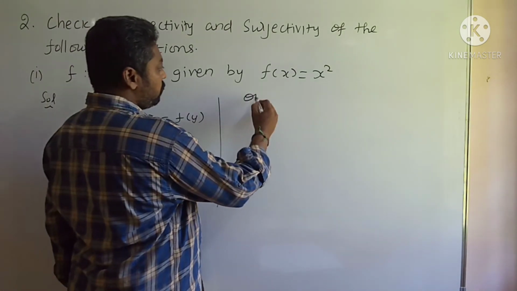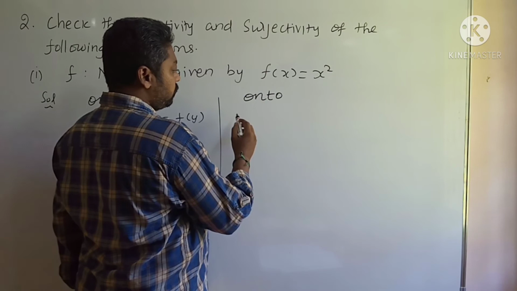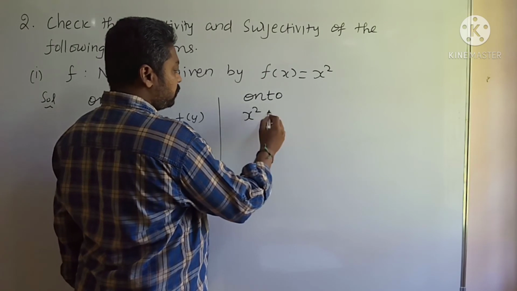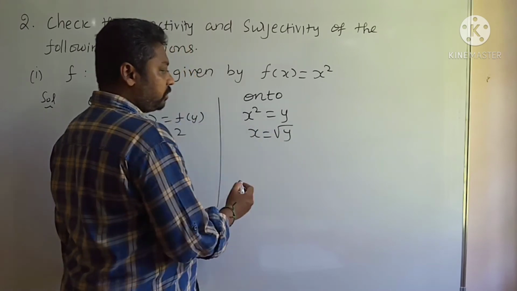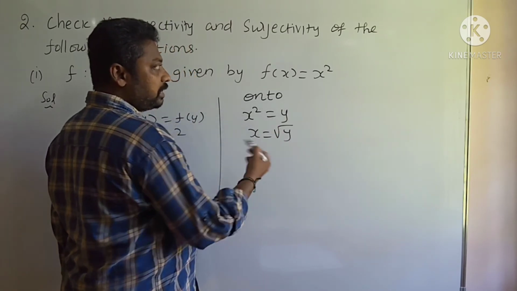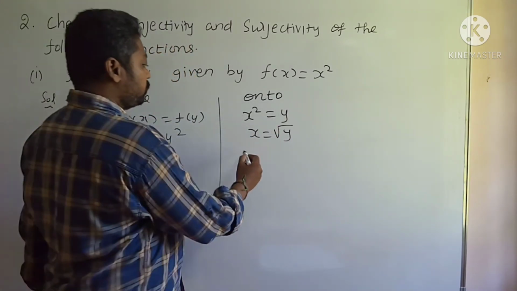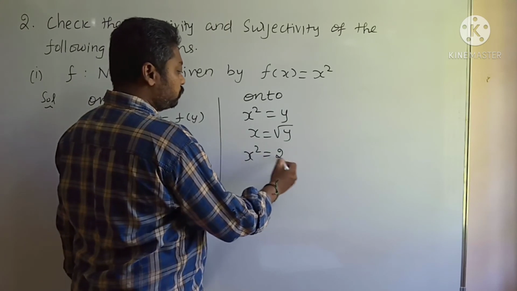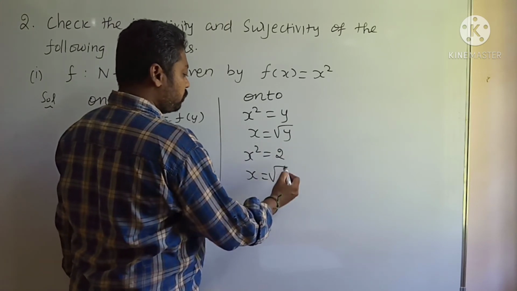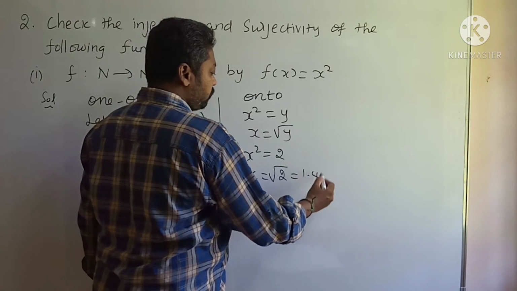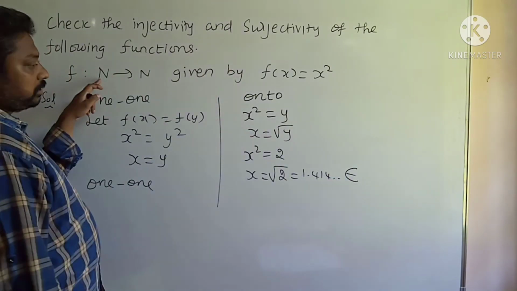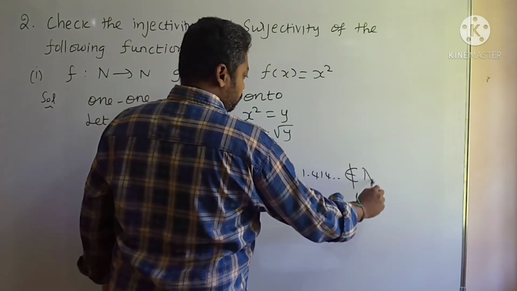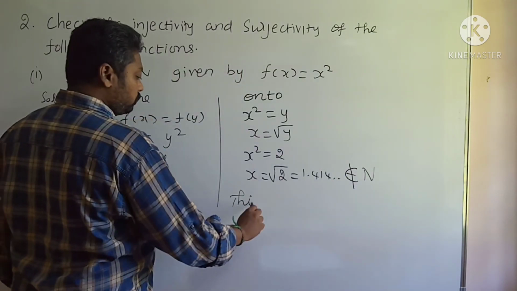So checking for the onto. For example, if we substitute x square equal to y, then x equal to square root of y. So we substitute any natural number. So x square equal to 2, then x equal to square root of 2, that is 1.414 something. So this does not belong to the given domain. So this is not onto.